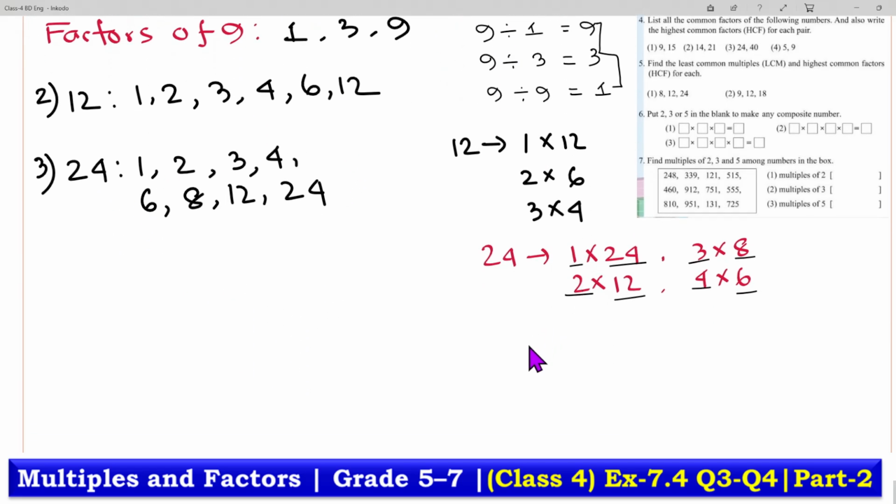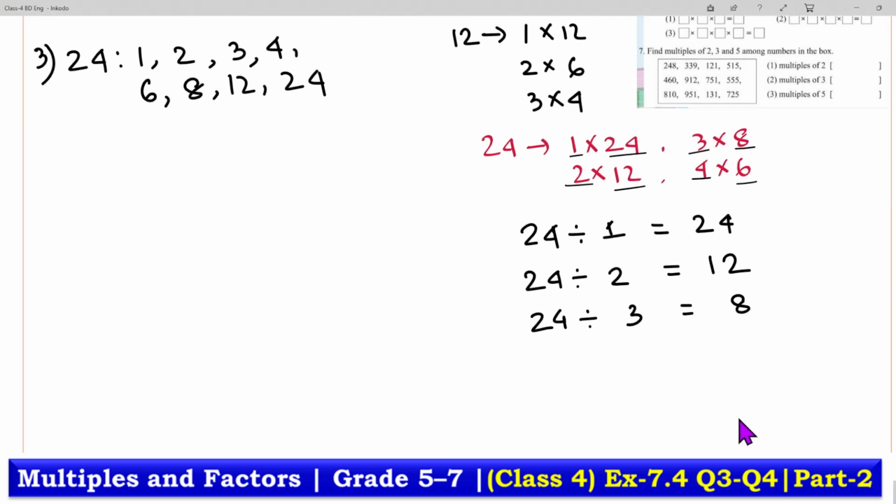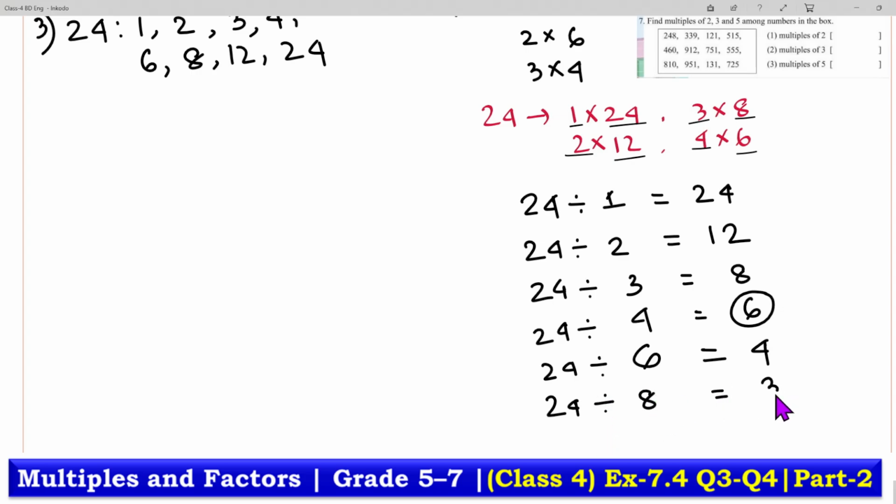So let's check. Suppose we divide 24 by 1, we will get 24, no remainder. 24 divided by 2, we will get 12. 24 divided by 3, we will get 8. 24 divided by 4, we will get 6. 5 is not possible, 6 is possible, but we already got 6, because once we divide by 6 we will get 4. Then 24 divided by 8, we will get 3.